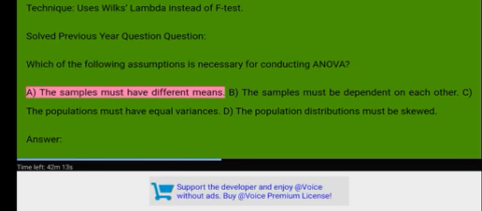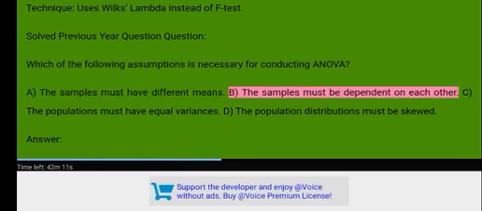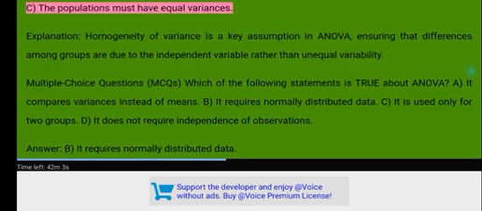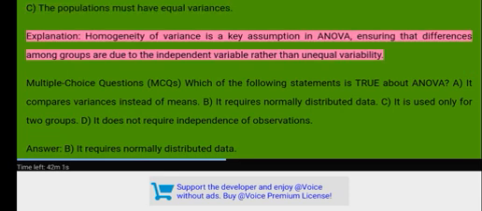A. The samples must have different means. B. The samples must be dependent on each other. C. The populations must have equal variances. D. The population distributions must be skewed. Answer: C. The populations must have equal variances. Explanation: Homogeneity of variance is a key assumption in ANOVA, ensuring that differences among groups are due to the independent variable rather than unequal variability.